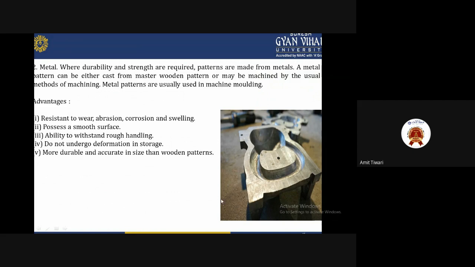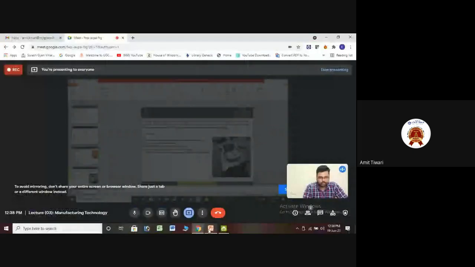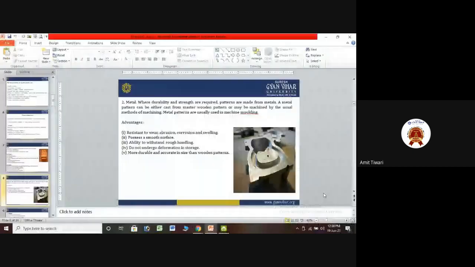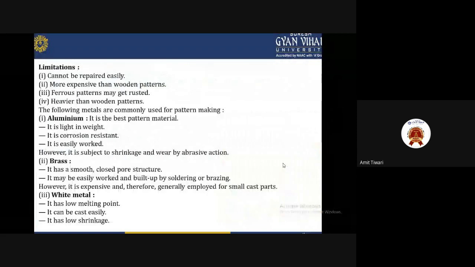Fifth, nowadays every industry wants a product made with a metal pattern, so that more durability and accurate size of the product can be fabricated. So these are some reasons we generally prefer it now for making a product as a casting.